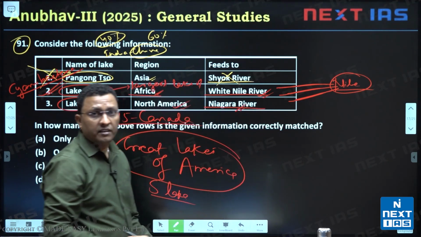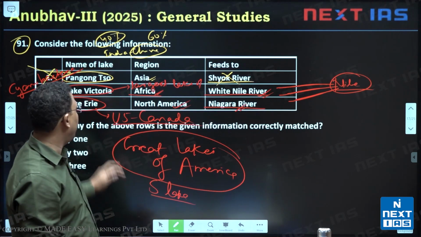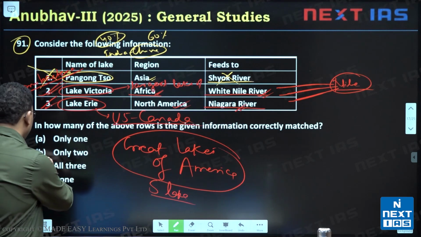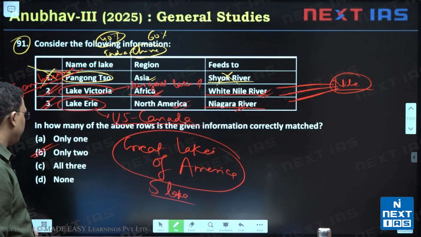Niagara River is very famous because of Niagara Falls, right? And this river is fed by Lake Erie, this is correct. So that means the correct answer here is only 2. First is not correctly matched, rest 2 are correctly matched.